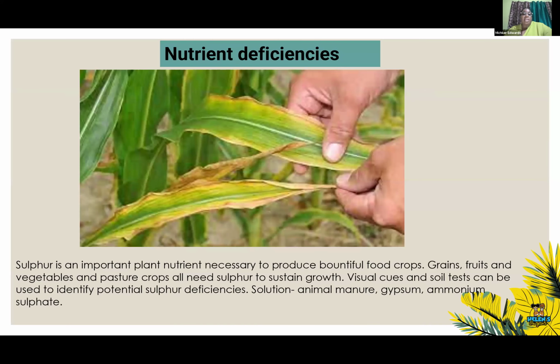Example here, if your corn leaf has a deficiency in sulfur, what you would add here are things like animal manure, ammonium sulfate. All these things would help to rectify that sort of deficiency.